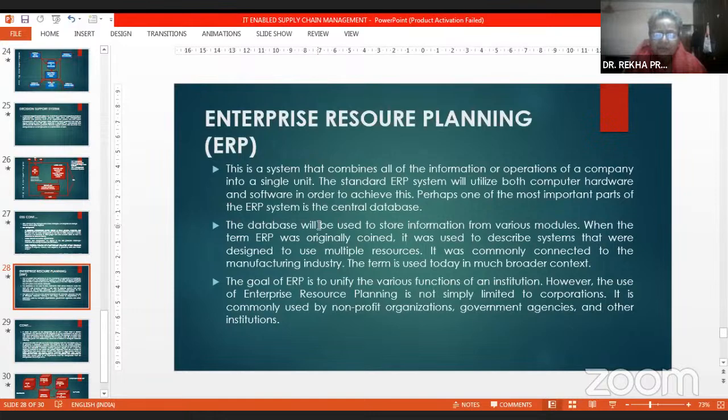When the term ERP was originally coined, it was used to describe systems that were designed to use multiple resources. It was commonly connected to the manufacturing industry, but now even the service industry is using it. The term is used today in a much broader context. The goal of ERP is to unify the various functions of an institution. However, the use of enterprise resource planning is not simply limited to corporations. It is commonly used by non-profit organizations, government agencies, and other institutions.